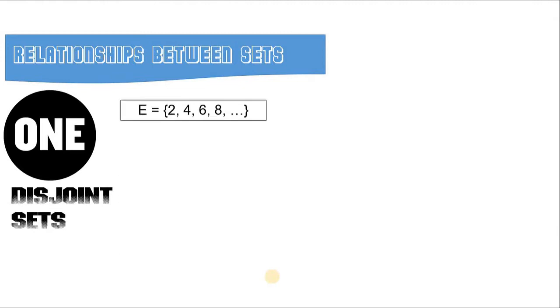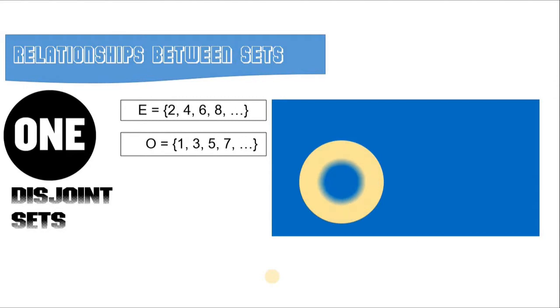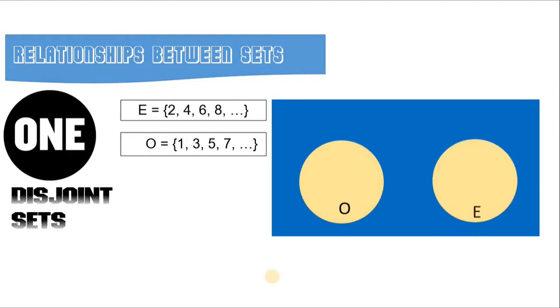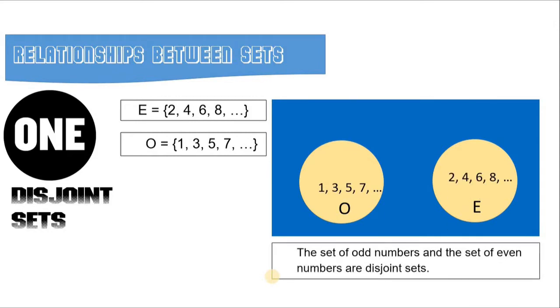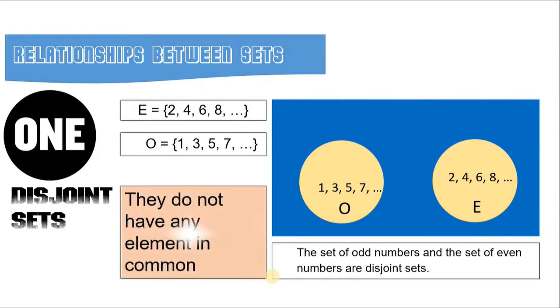So let's discuss the relationships between sets. First, we have the disjoint sets. Meron ako na mention kanina about disjoint. So, set A with elements 2, 4, 6, 8, and so on, and we have set O with 1, 3, 5, 7. The set of odd numbers and the set of even numbers are disjoint sets because they don't have common elements. So walang common sa kanila. They do not have any element in common.